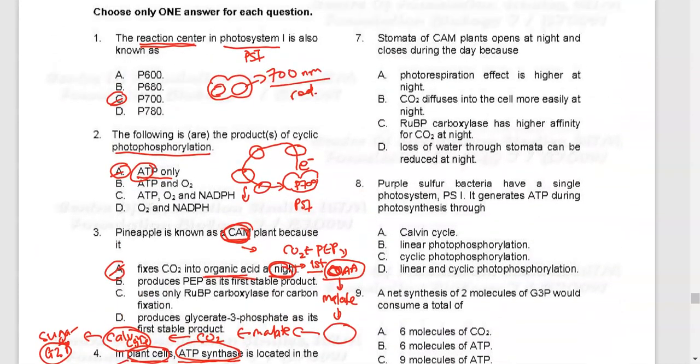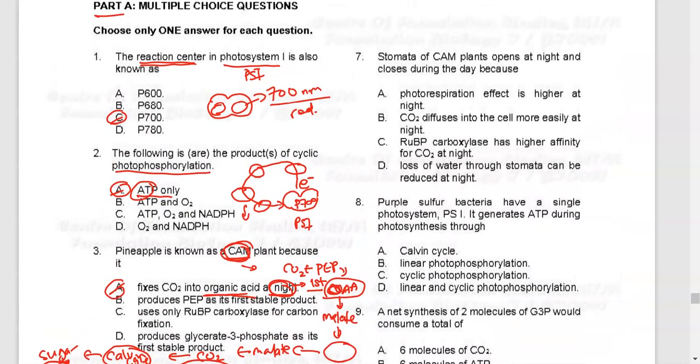For the next question, the stomata of a CAM plant open at night and close during the day because water loss through the stomata can be reduced at night. So the answer will be D. CAM plants are plants that live in hot and dry areas. Because the plant lives in a hot and dry area, to prevent water loss and to conserve water, the stomata will close during daytime, and it will open at night time.